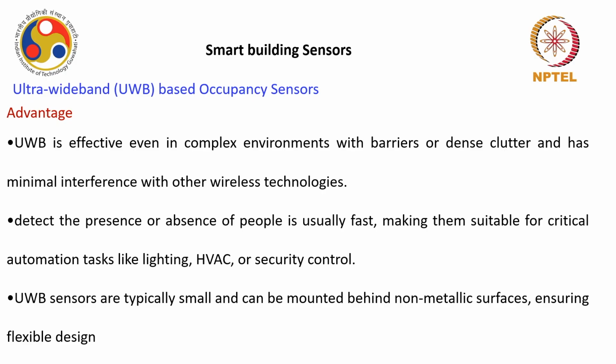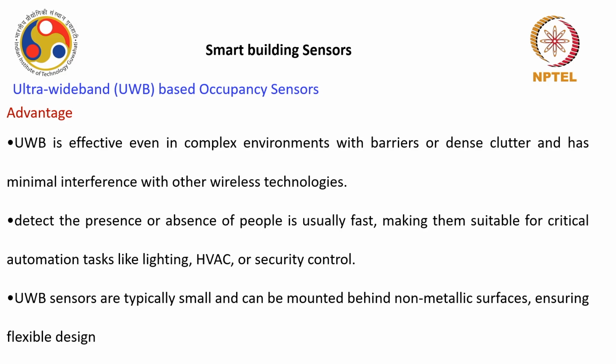Then UWB is effective even in complex environments with barriers or dense clutter, and has minimal interference with other wireless technology. We have seen that other wireless technologies that are used in a smart building do not use the frequencies that I am using for the UWB pulses. So it has minimal interference, or in fact there is no interference for the occupancy detection for this kind of devices. These devices detect the presence or absence of people in a very fast manner. These devices are actually very fast.